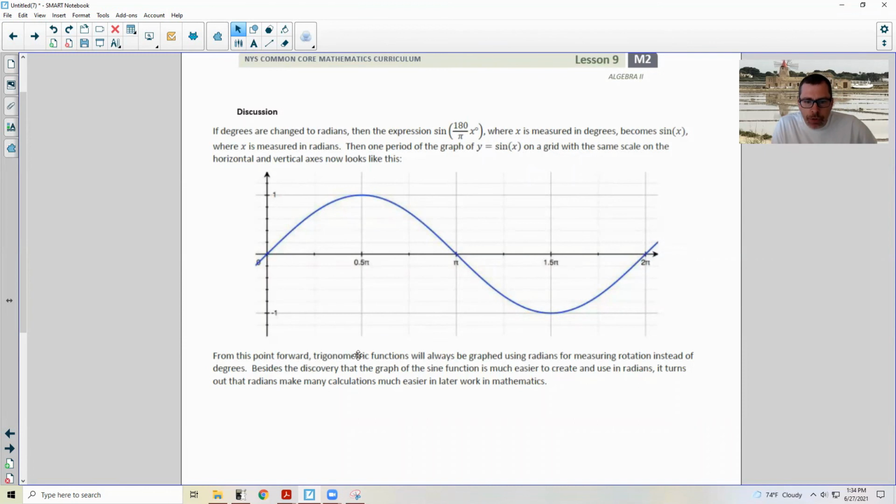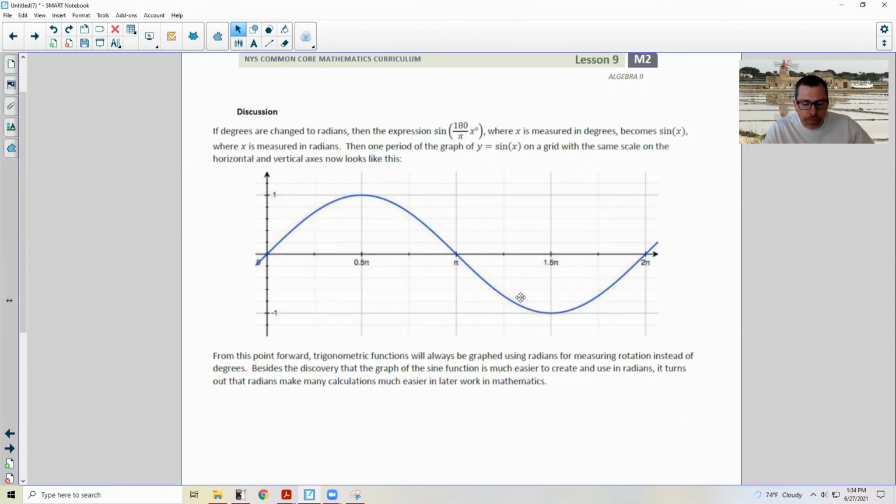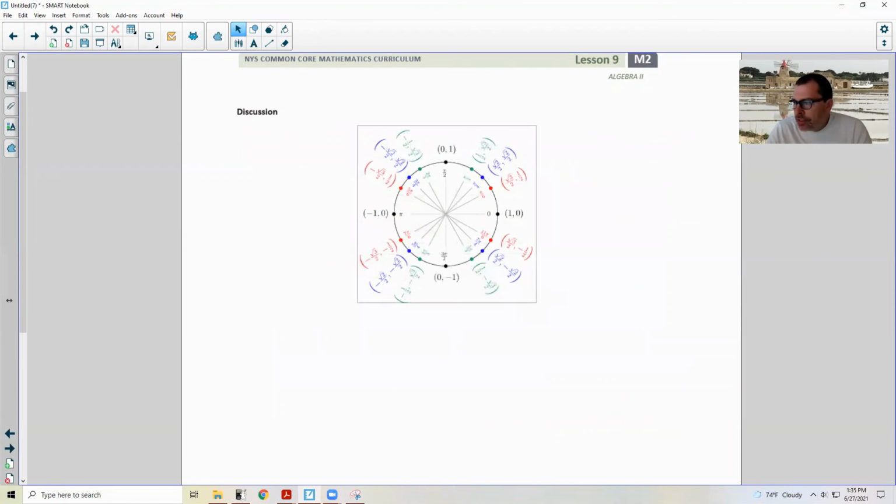From this point forward, trigonometric functions will always be graphed using radians for measuring rotation instead of degrees. Besides the discovery that the graph of the sine function is much easier to create and use in radians, it turns out that radians make many calculations much easier in later work in mathematics. So from this point forward, in pre-calculus and calculus, you are going to use radians. Okay, so now on to this discussion.